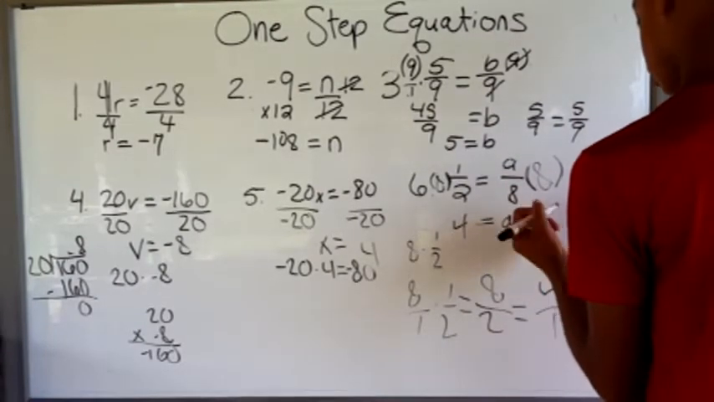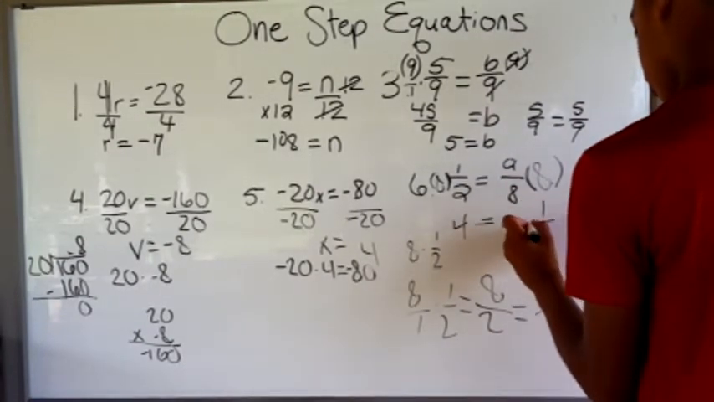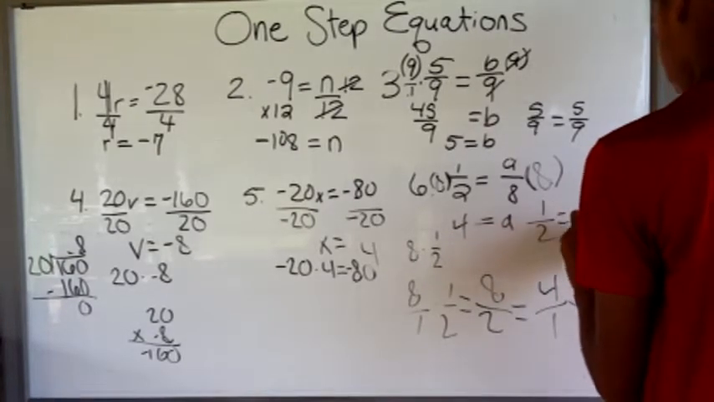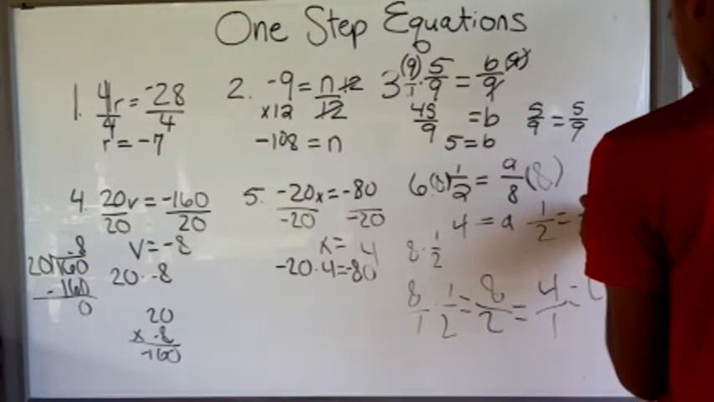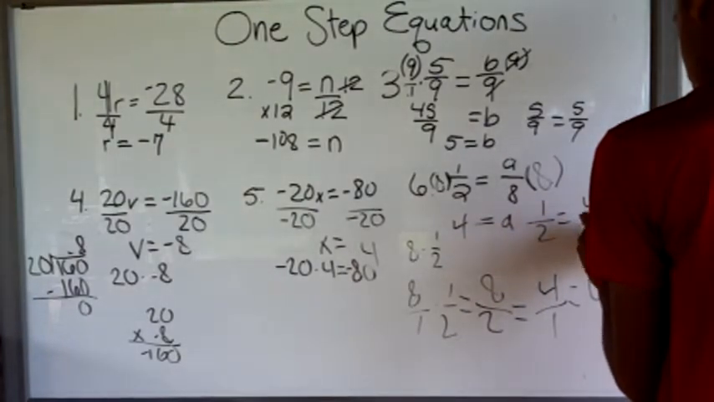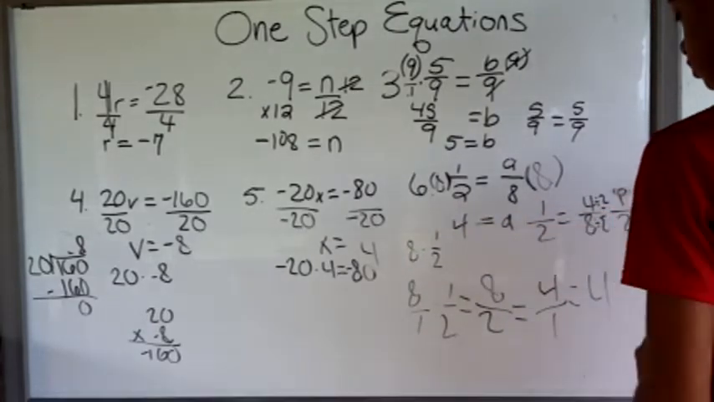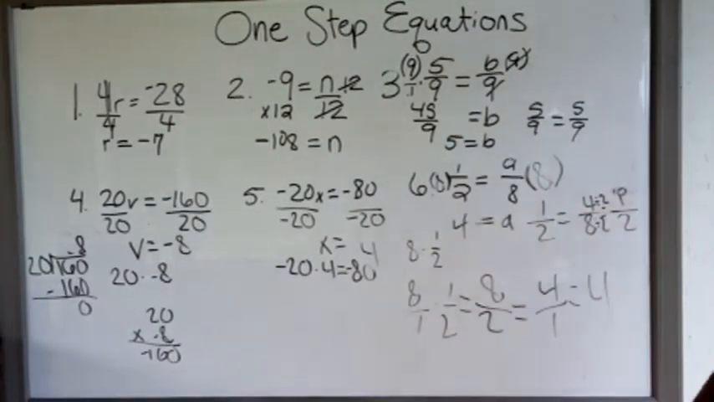And if you can tell, 1 over 2 equals 4 over 8. And 4 over 8 divided by 4, if you simplify it, is going to equal 1/2, which is equal to 1/2. Alright, go write the first 3 problems in your notebook.